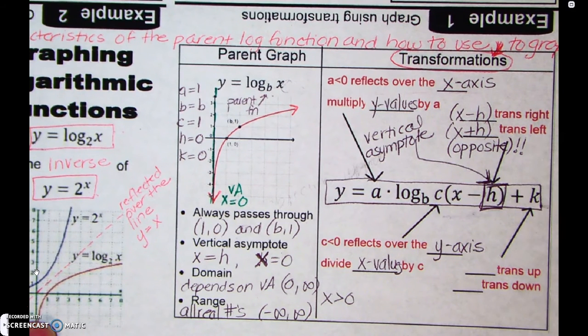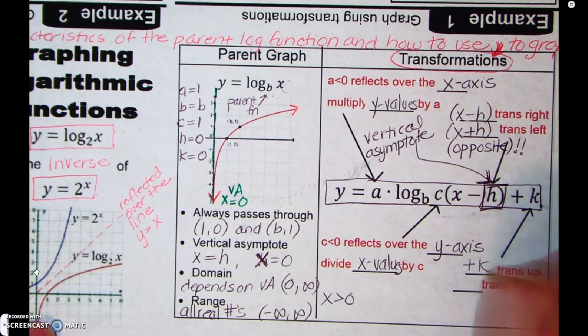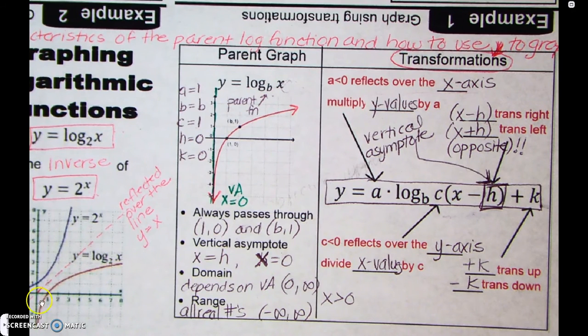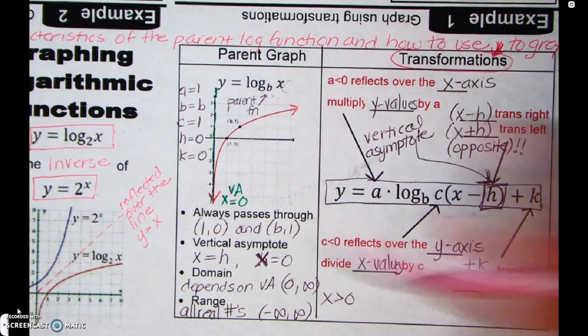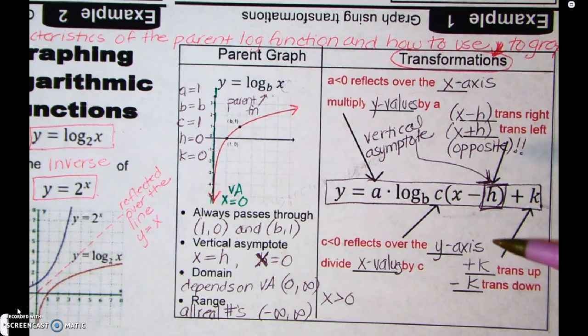And then finally, the one that you guys are probably the most comfortable with is K. If K is positive, then you're going to translate up. If K is negative, you're going to translate down. Okay, using all of this information given in this table, we're going to start to apply what we learned.